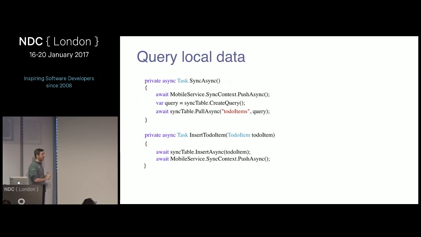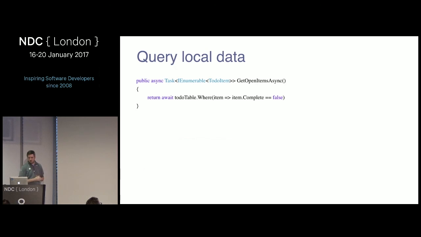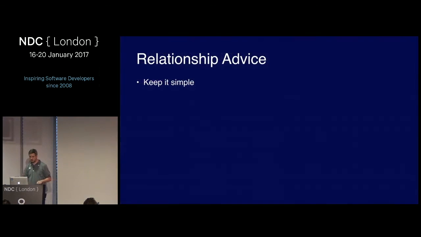Then we have querying local data. So much like Rich did with the OData filters, we can filter the data that we're returning from the tables. And remember, this is all coming from that SQLite store. And here we have some LINQ on the to-do table. So you can see we've got the loveliness of LINQ.